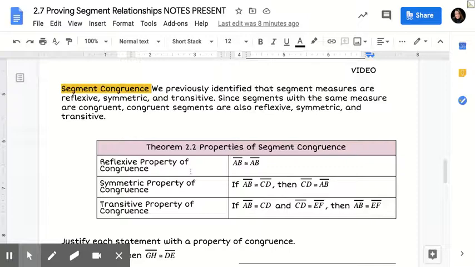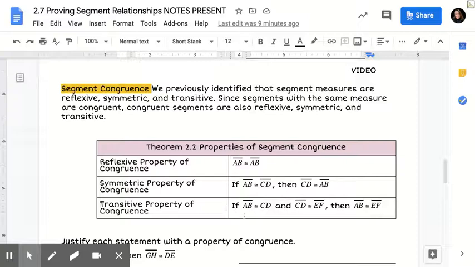The reflexive property of congruence is the one that says that something is congruent to itself. The symmetric property of congruence says that if you've got line segment AB congruent to line segment CD, then that means that line segment CD is also congruent to line segment AB.